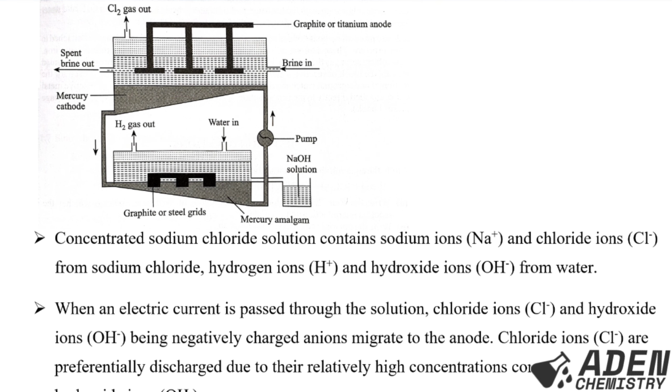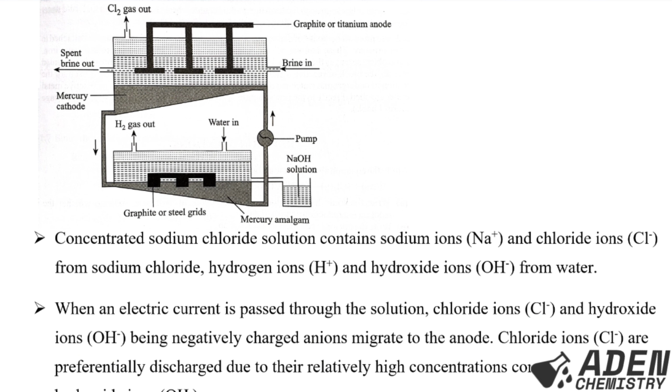Next, the concentrated sodium chloride solution contains sodium ions and chloride ions from sodium chloride, and hydrogen ions and hydroxide ions from water. So what will happen when electric current is passed through the solution? Chloride ions and hydroxide ions, being negatively charged anions, will migrate towards the anode. The anode is the electrode which is connected to the positive terminal of the battery. So chloride ions and also hydroxide ions, being negatively charged anions, will be attracted towards the positive terminal of the battery, which is the anode.